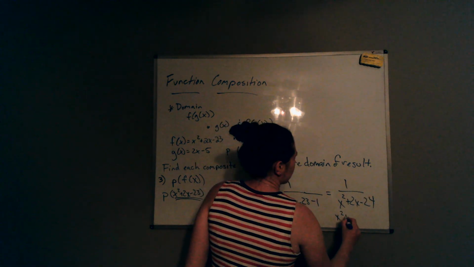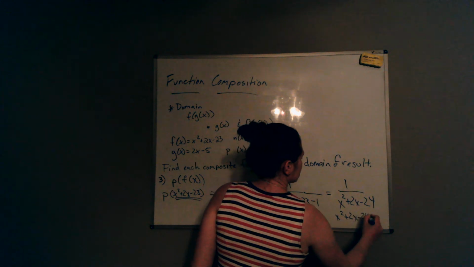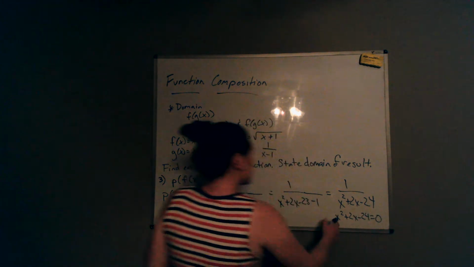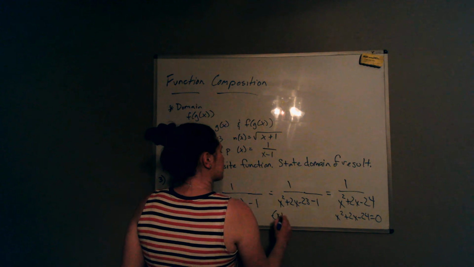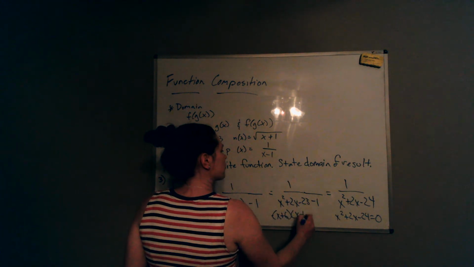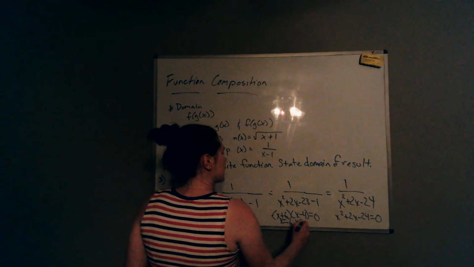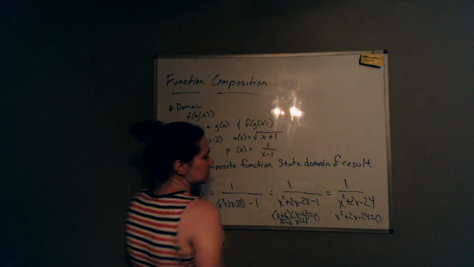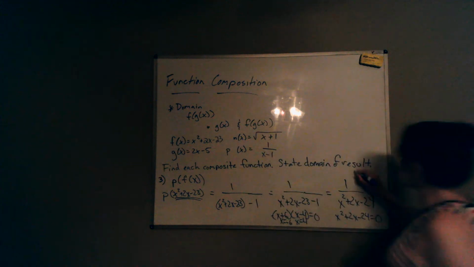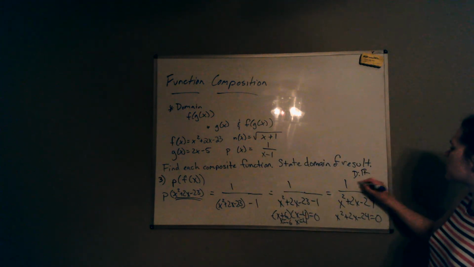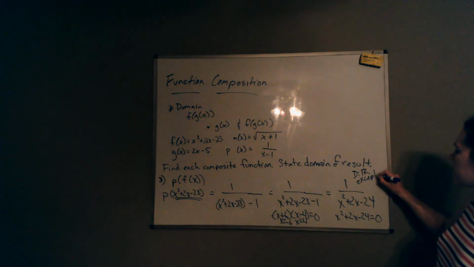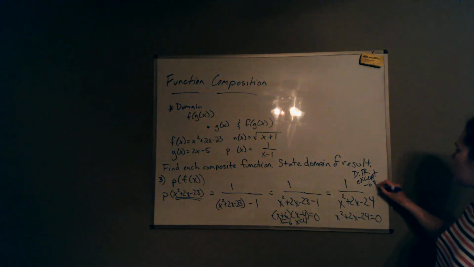So we have to solve for when does x squared plus 2x minus 24 equal 0. That's going to be factorable. That's going to be x plus 6 times x minus 4 equals 0. We'd get x equals negative 6. We'd get x equals 4. So these are the two values that make our denominator 0. So we need to make sure we say that the domain is all real except negative 6 and 4.